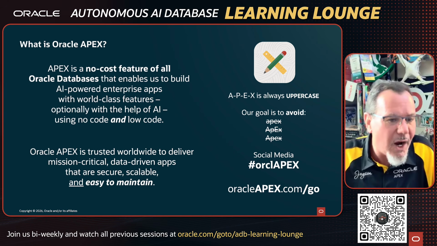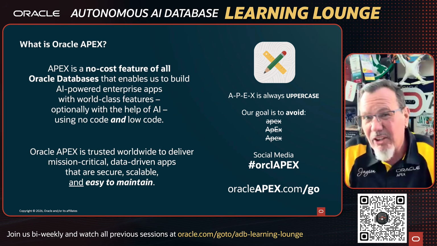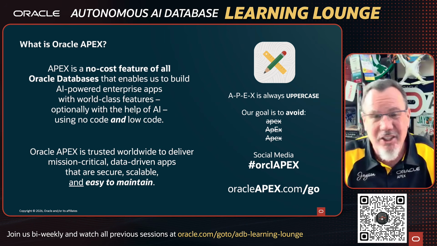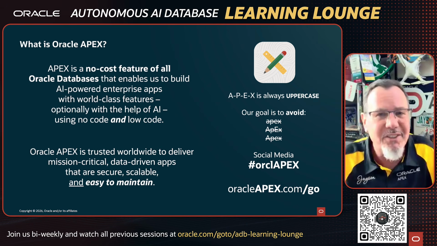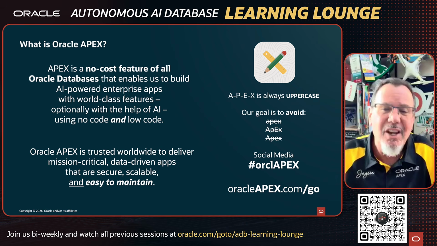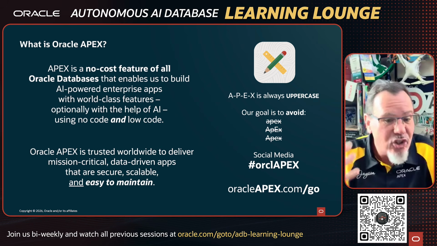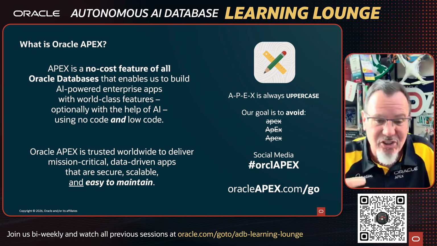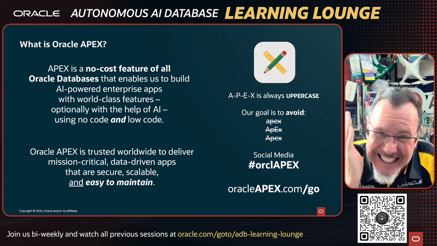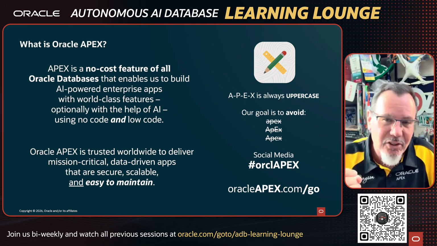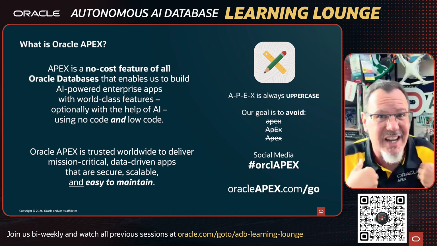Apex is trusted worldwide to deliver mission-critical data-driven apps. I mean, that's where Apex got its start in 2004. Over 20 years of Apex. It used to be known as HTML-DB, then it became known as Oracle Application Express, and the whole purpose of it has been an Oracle database to visualize our data, give our users the ability to interact with our data, and generally just be able to build these apps that are secure and scalable, and these days, most importantly, they're easy to maintain. That's a big message. Making these tools easy to maintain is not just cool, but it's key to our success.